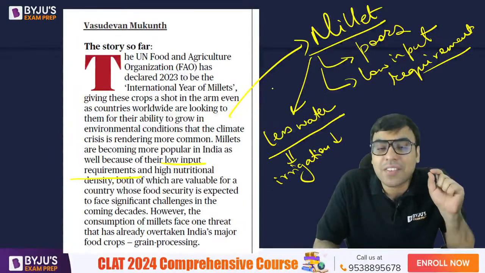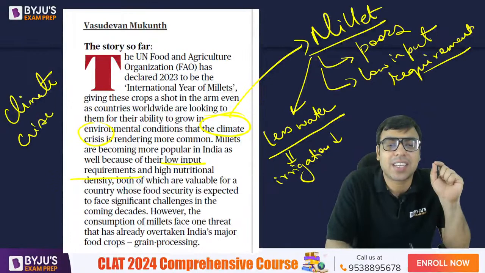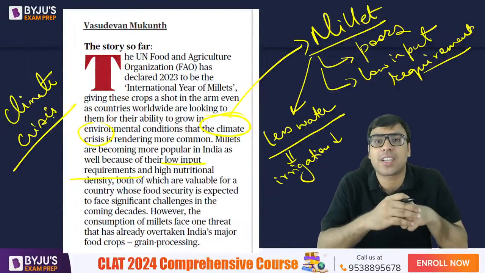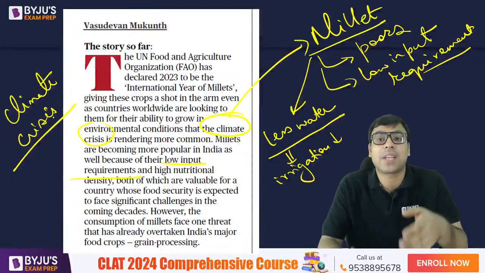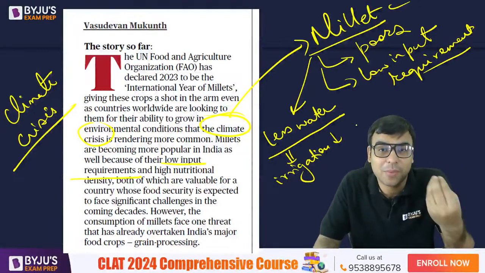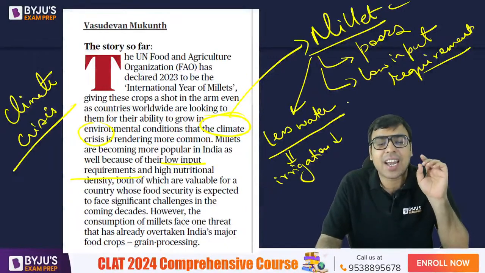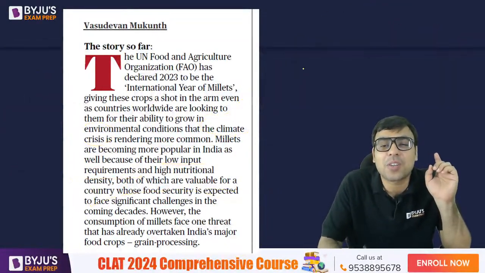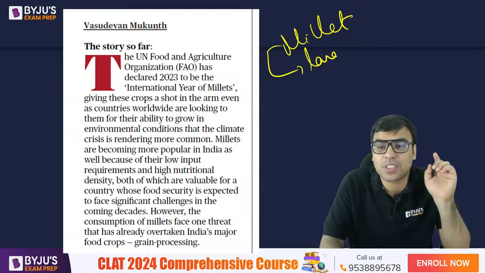Okay? So whenever we are seeing the climate crisis, the world is witnessing climate crisis. Sometimes abrupt rainfall is happening. Sometimes the rainfall is not happening. So when rainfall is not happening, in those scenarios, millet is very good to be produced. In all such places, millet is very good for production. And I hope you are aware that the largest producer of millet is India itself. You can ask these in the exam.